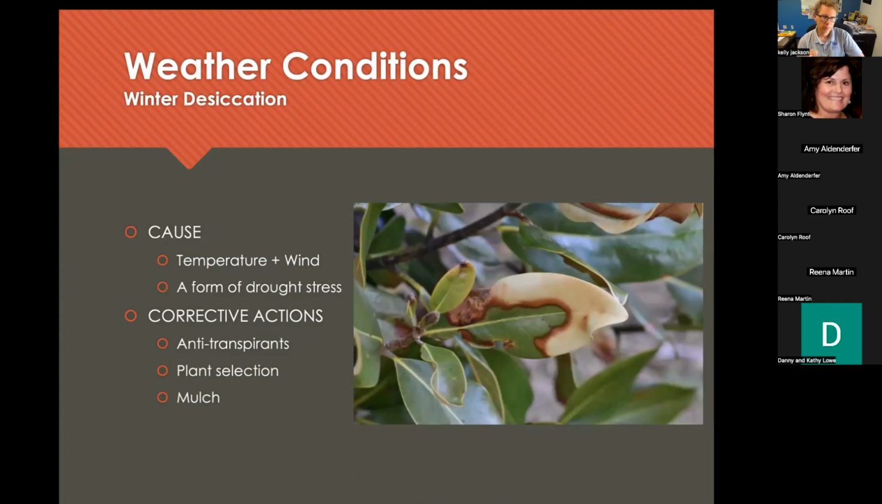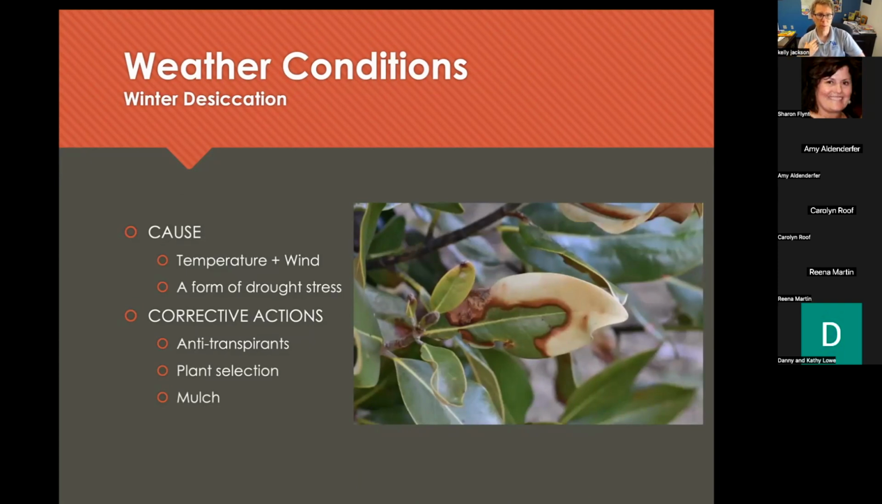Plants should be in some sort of dormant stage and temperatures start to warm up. That's pretty common for Kentucky. So the temperatures get warmer. Maybe we have a lot of wind, and basically the leaves dry out. The moisture is leaving through the stomata in the leaves. The roots are dormant, so there's no water being sent through the vascular system to replace that.